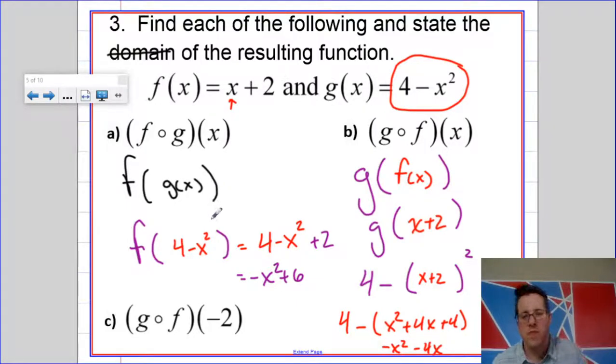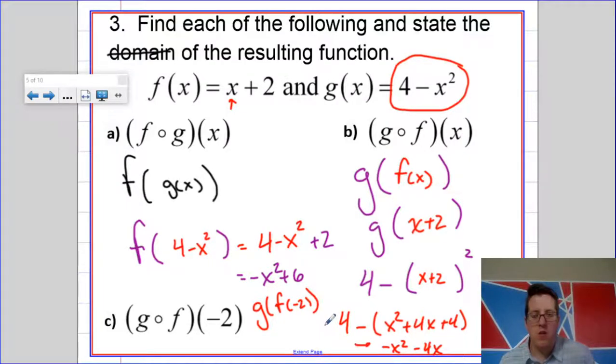For g of f of negative 2, so this means g of f of negative 2. You have two options. You can plug it into this formula that we already found, or you can work from the inside out. Here's what I mean by working from the inside out, which is actually what you're going to do more often.